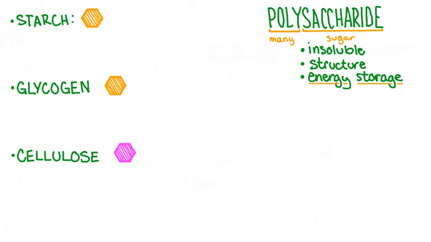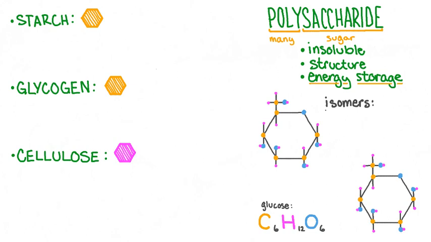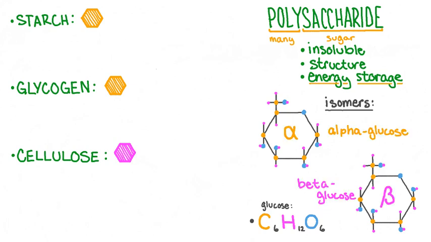The monomers in starch and glycogen are a different isomer of glucose than the monomers in cellulose. Recall that an isomer is a molecule with the same chemical formula but a different arrangement of the atoms. These two isomers are called alpha glucose and beta glucose. And the difference is here in the atoms attached to the first carbon.